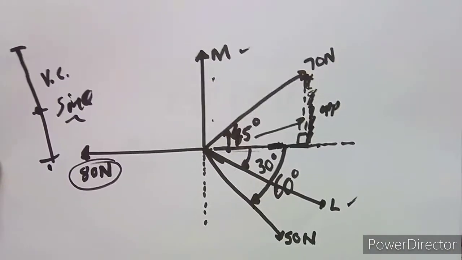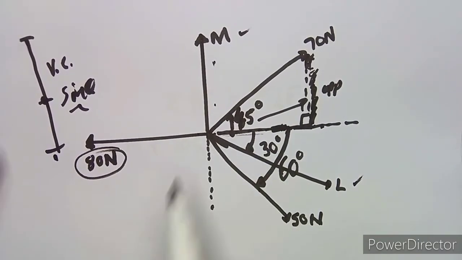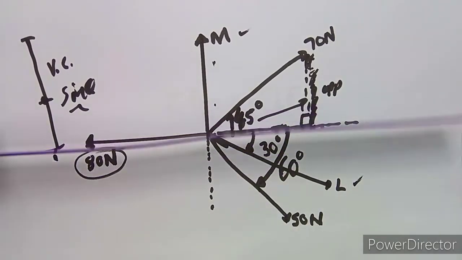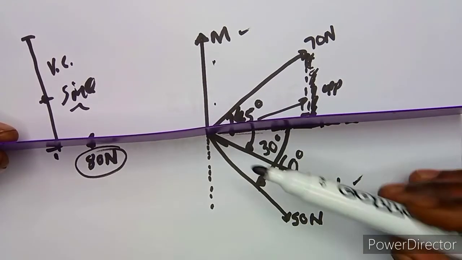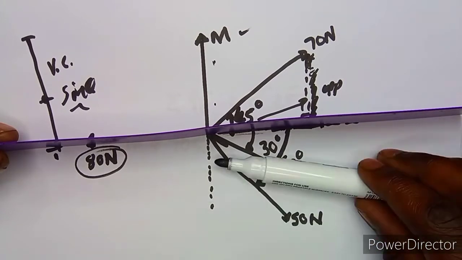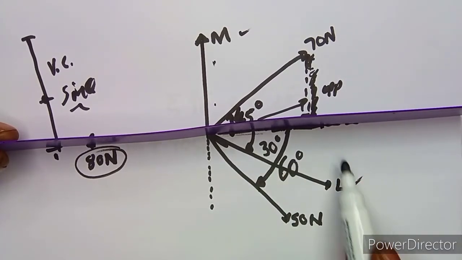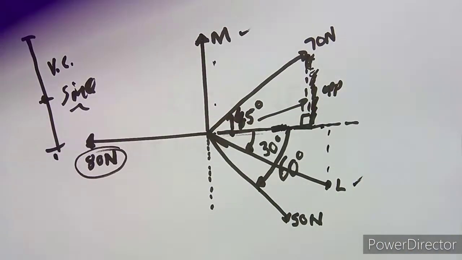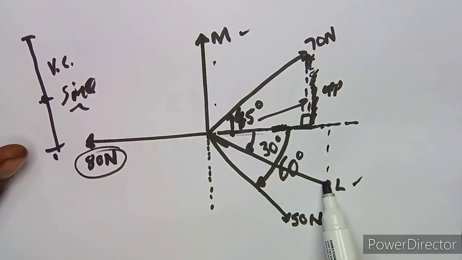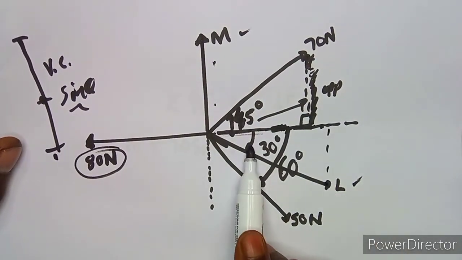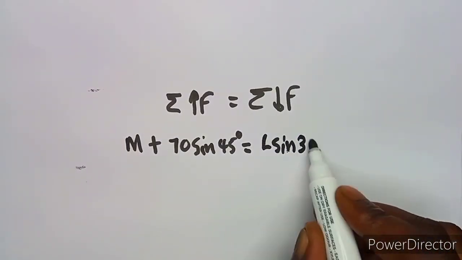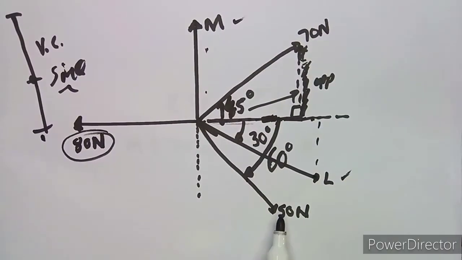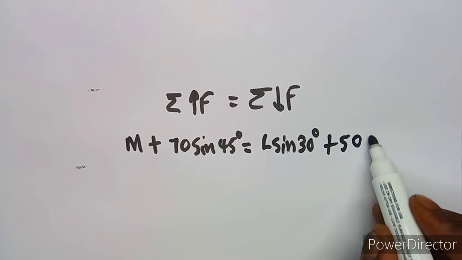anything? We do not have. We are just left with these ones which are below this line. As you can see, these ones, they are below like this. So if they are below this, these are the ones which are down, F down. Okay, so that is what you're going to get from these ones. So you're going to have L, which is L and 30 degrees. So it's L sine 30 degrees. Okay, we move on to 50 and 60 degrees. So it's 50 sine 60 degrees.